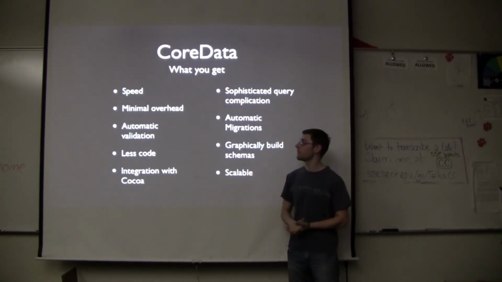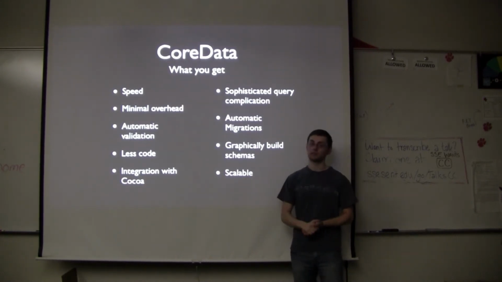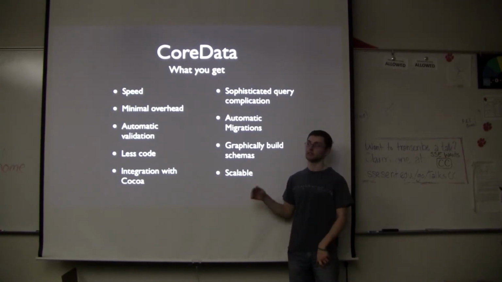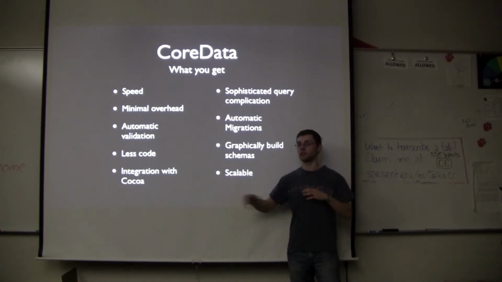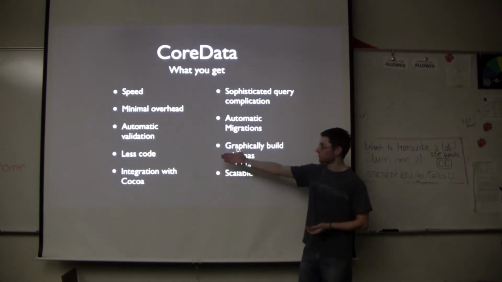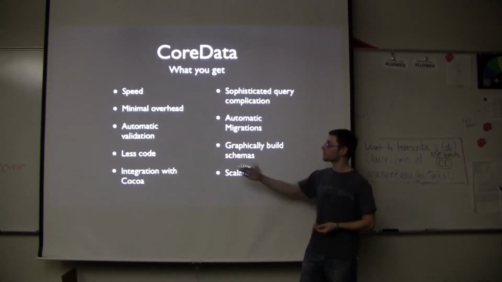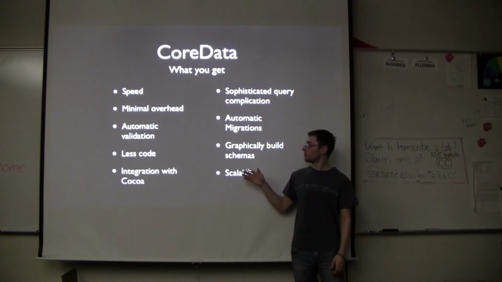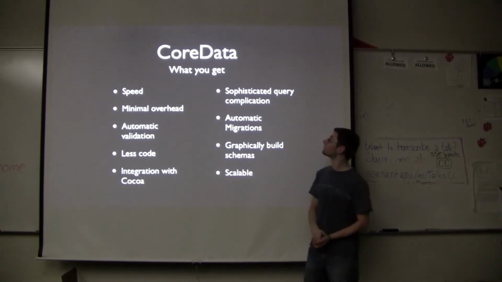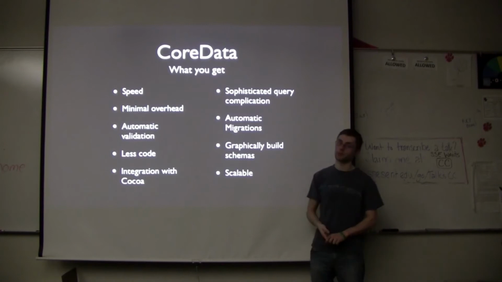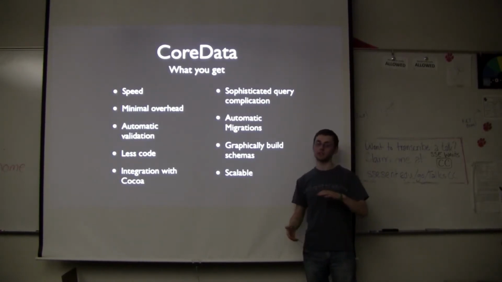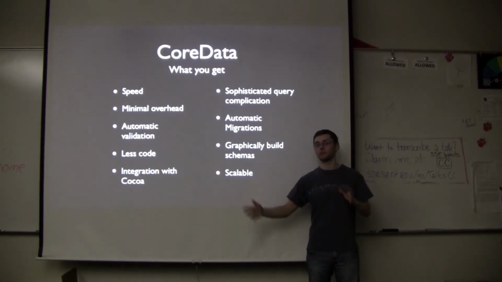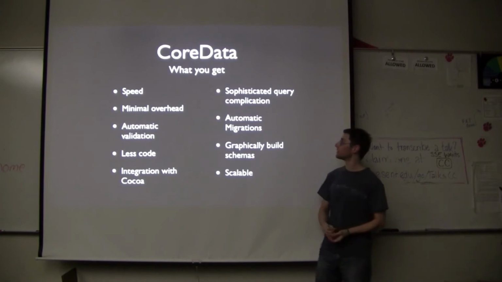There's also things like automatic validation, which comes with the model framework. I don't know if any of you have ever done Rails development, but there's a lot of verification that you can just do in your models. Less code, so minimal overhead. It's integrated with Cocoa. It's not directly like UIKit or anything, but very similar, and it works very well with it. You can do some very sophisticated queries. You can layer queries on top of each other. You query with these objects that you set up, and you set a bunch of attributes on them. We'll touch on that later.